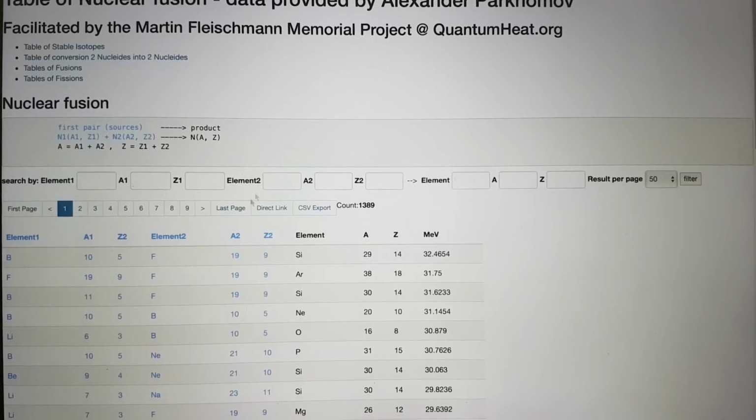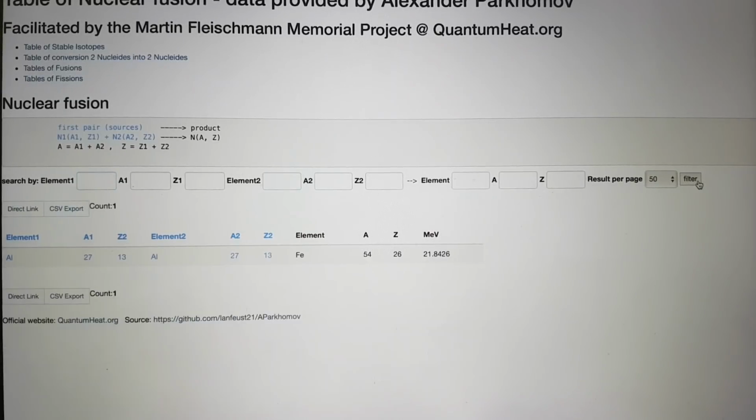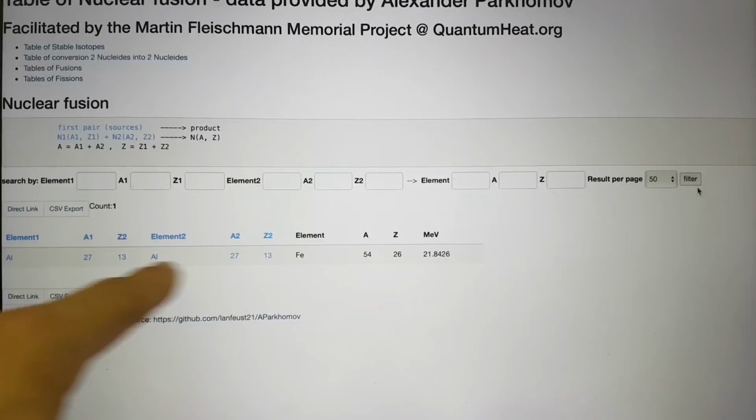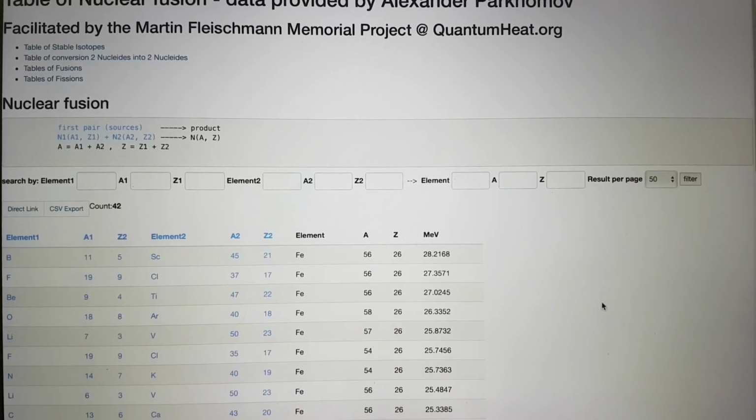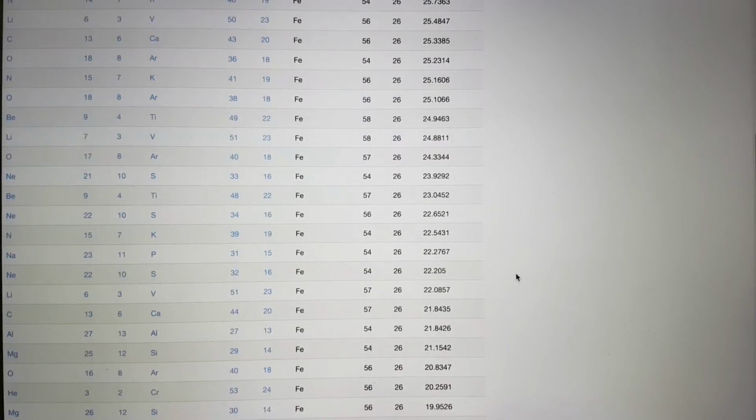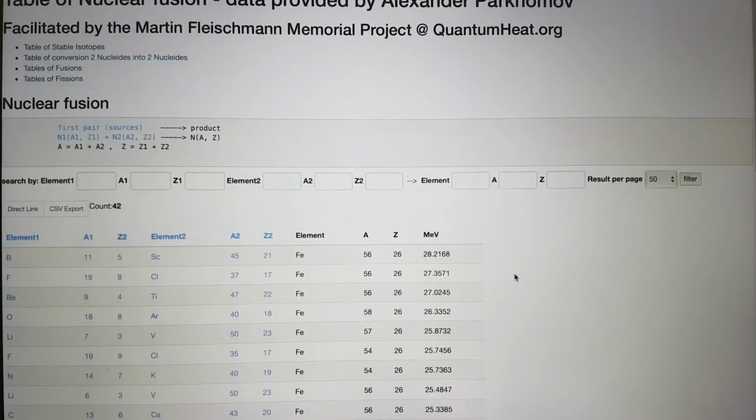Okay, and then there's fusion. So let's try the classic one here, aluminium fusing with aluminium. And we get 227 aluminiums, making iron 54. Very, very powerful. Let's see what fuses to iron. There we go. So there's all of these different reactions here, 42 reactions that are straight fusion to iron.